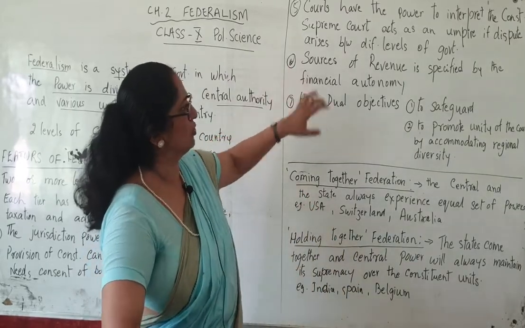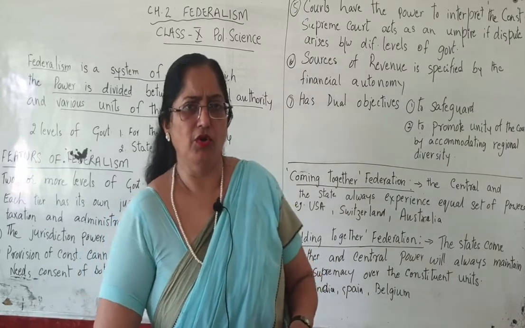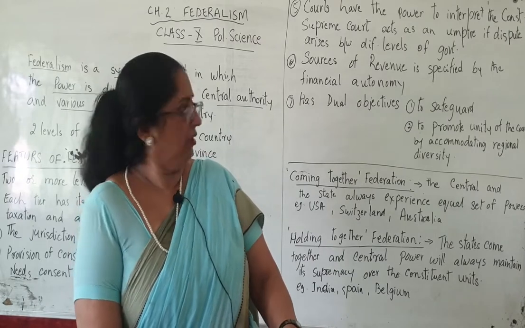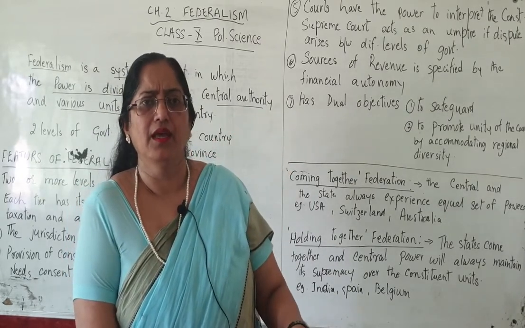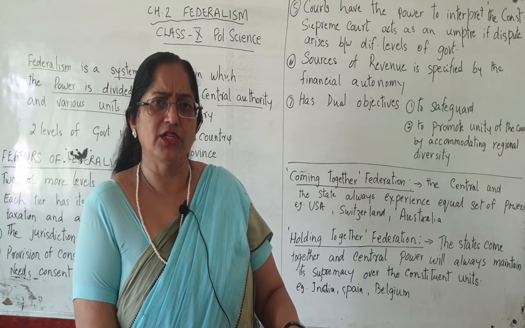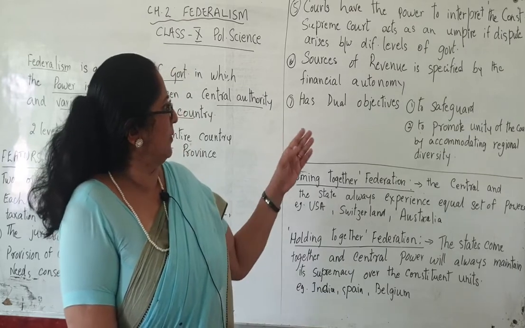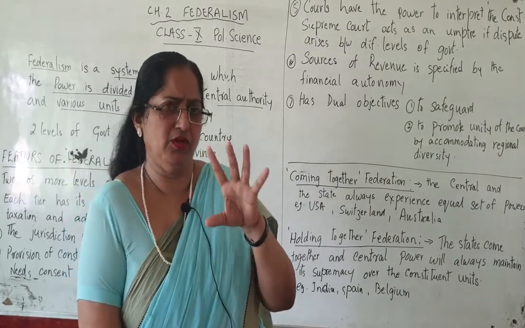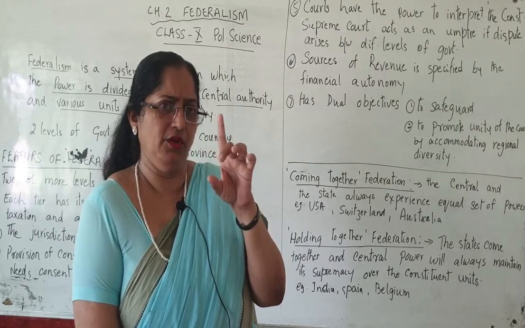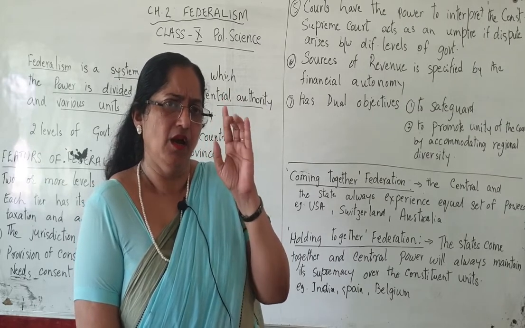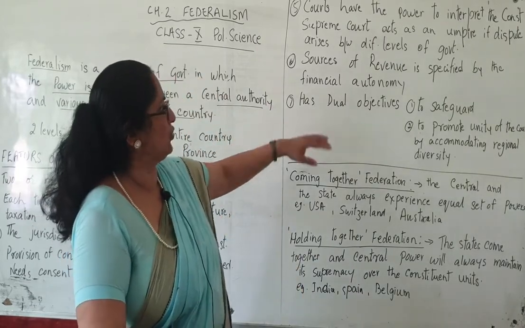Next one, sources of revenue are specified by financial autonomy. Autonomy is about the sources of income, because finance is everything. The center has its own financial powers, and the state also has its own powers. So it is specified by financial autonomy, and each government decides how it can collect its finances.